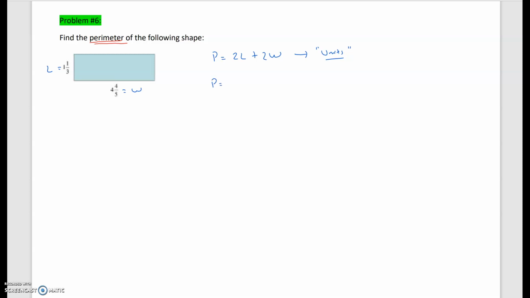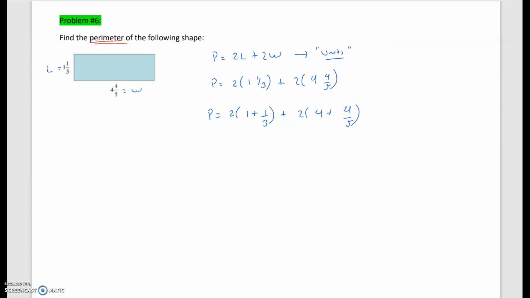So in this case, P is equal to 2 times L. This is 1 and 1/3 plus the values of 2 times 4 and 4/5. So what I'm going to do is I'll distribute the 2's, but let me first separate the mixed numbers. So this is 2 times 1 plus 1/3 plus 2 times 4 plus 4/5.